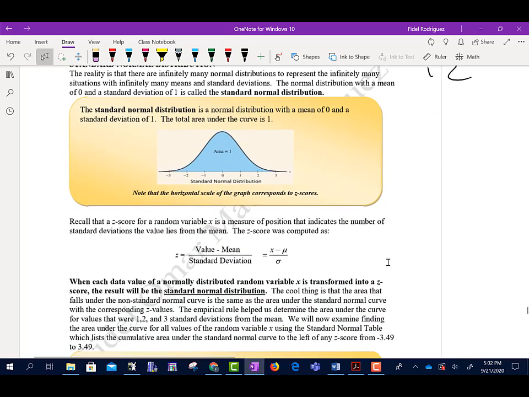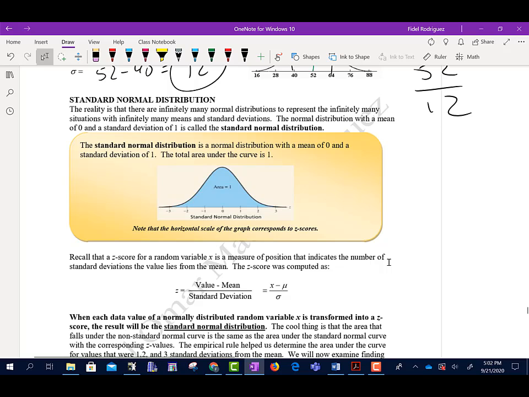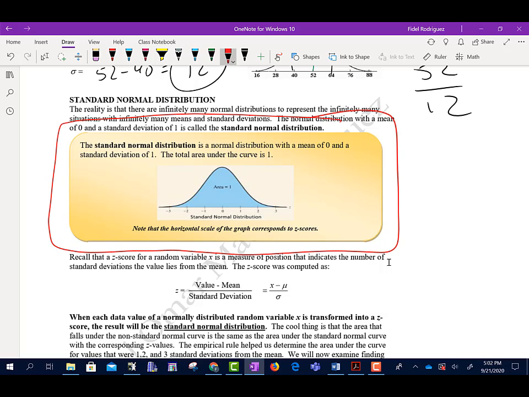So the next part here, we have the standard normal distribution. It says the reality is that there are infinitely many normal distributions to represent infinitely many situations with infinitely many means and standard deviations. The normal distribution with a mean of 0 and a standard deviation of 1 is called the standard normal distribution. So we got that.